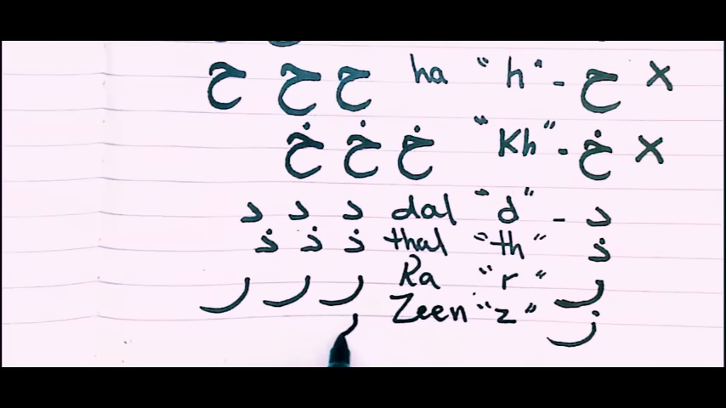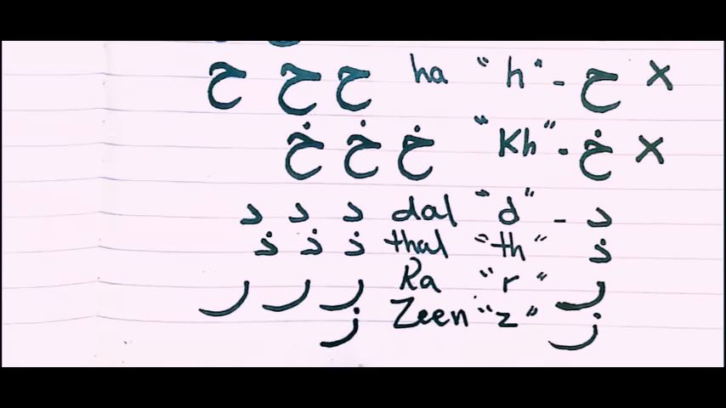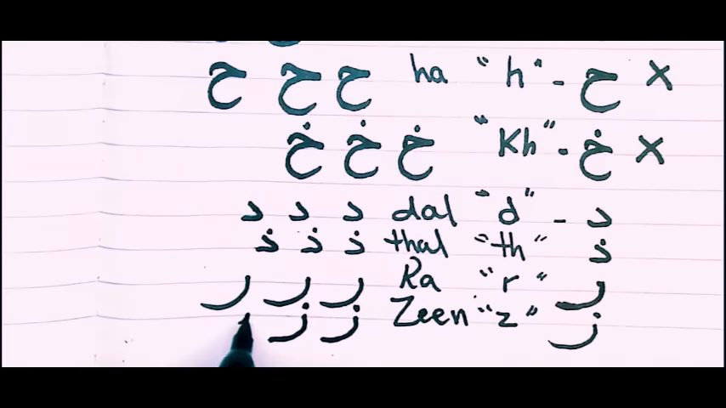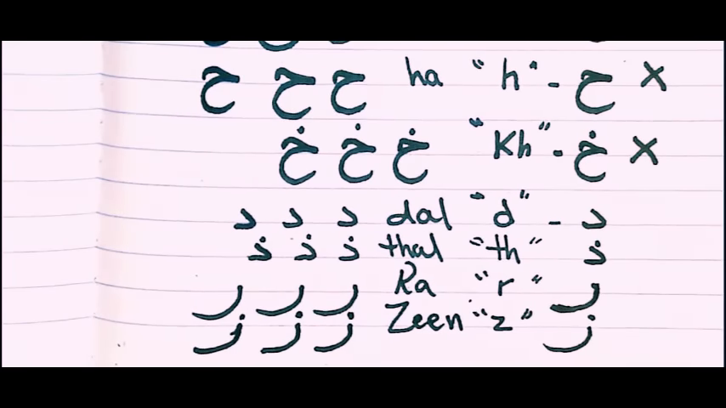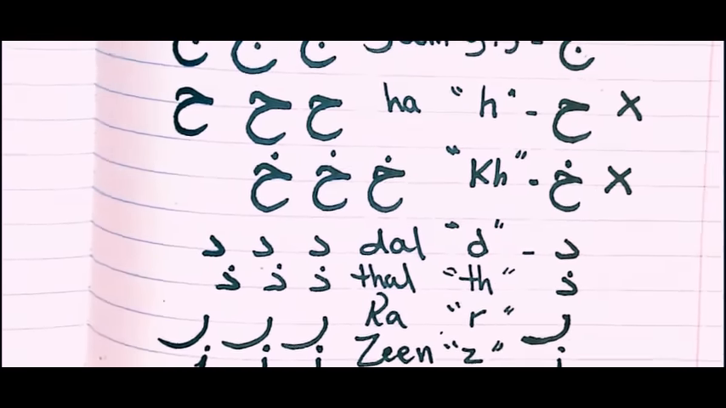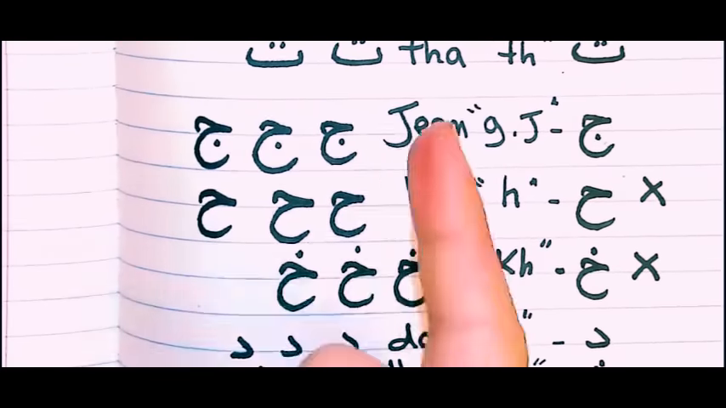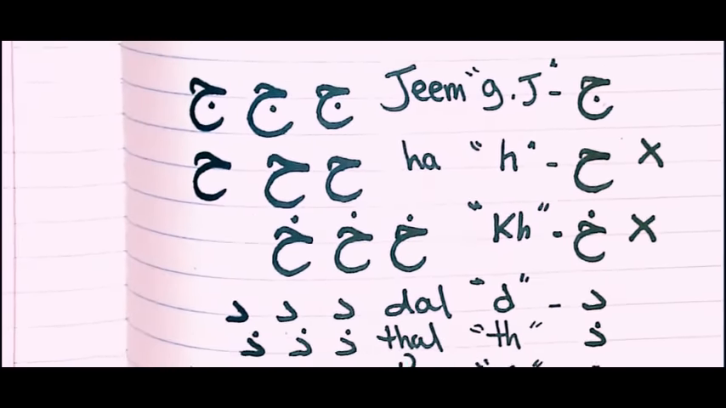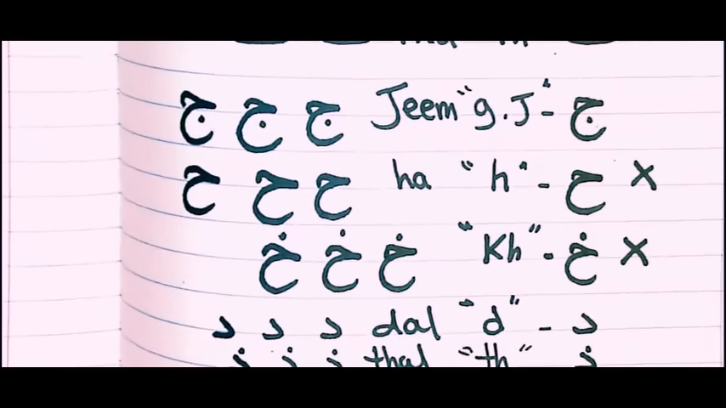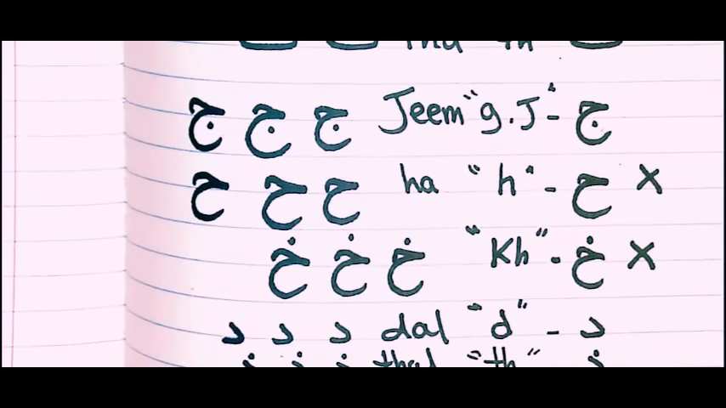Same way, you start from top and you go down, and you put the dot. Okay, so I'm going to write all of these letters in bigger shapes. These are only the first half of the alphabet, so we're just going to see the shapes of each one of them. Then we're going to move to part two of the alphabet.